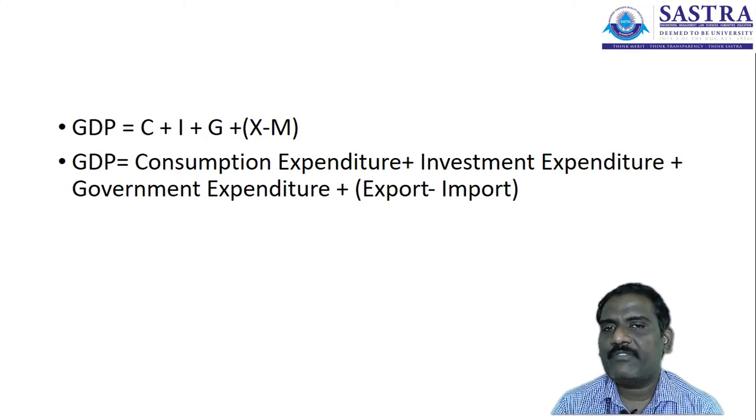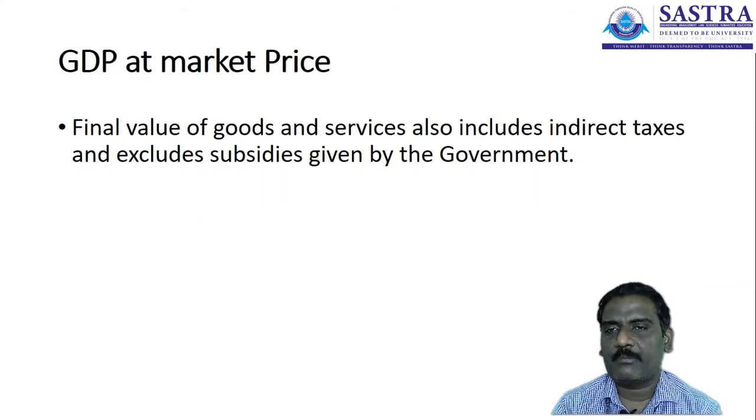Along with that, we calculate export minus import. The total value of goods exported from the particular country during a given period of time is subtracted by the import, that is, the total value of goods imported into the particular country during the given period of time.